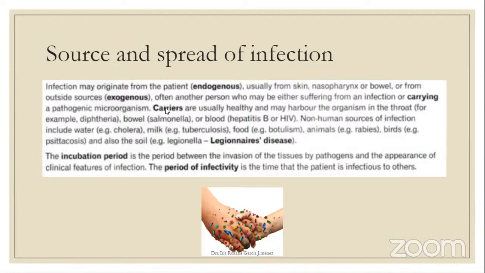Carriers are usually healthy, and may harbor the organism in the throat, for example diphtheria, in the bowel, salmonella, or in blood, hepatitis B or HIV. Non-human sources of infection include water, for example cholera, milk, about tuberculosis, or food, when we talk about botulism, and animals, about rabies, or birds, about psittacosis, and also the soil, for example Legionella.